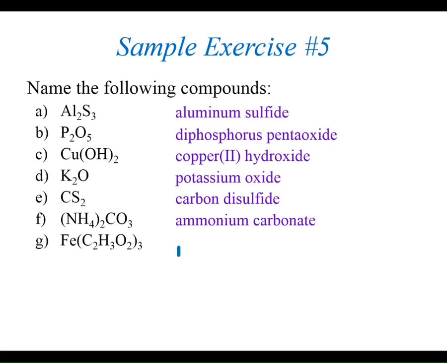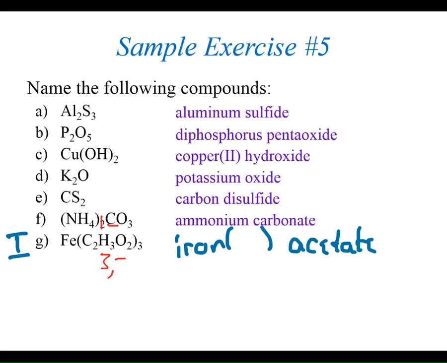Fe(C2H3O2)3. Iron. Okay, back up first. I'm sorry. First off, is it ionic or is it molecular? Definitely ionic because it's got a metal and a polyatomic. Iron, does iron need a Roman numeral? Yes. What's that C2H3O2 called? Acetate. What's the charge on that? 1 negative. And I have 3 of them, so that's 3 negative. So the irons are all 3 positive. There's 1 iron, so it's 3 positive, so iron(III) acetate.